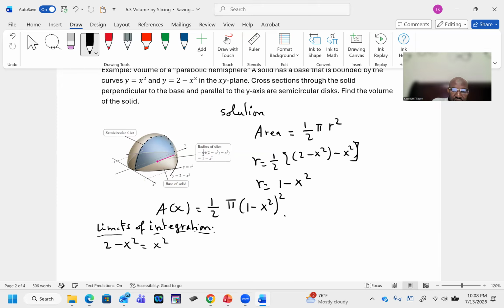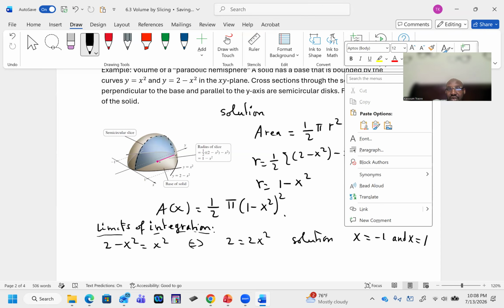Once we solve this one, you can see this is equivalent of saying what? 2 is equal to 2x squared. So the solution would be what? The solutions for this equation are x is -1 and x is 1, right? So those are my limits of integration.